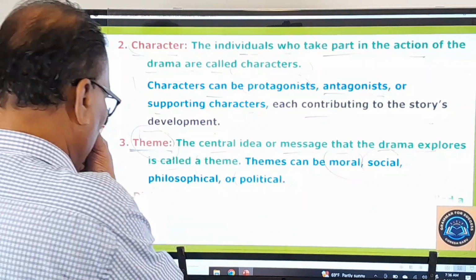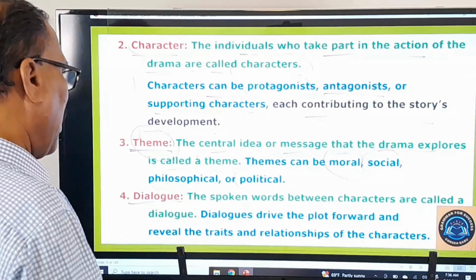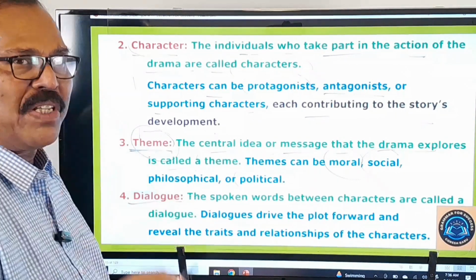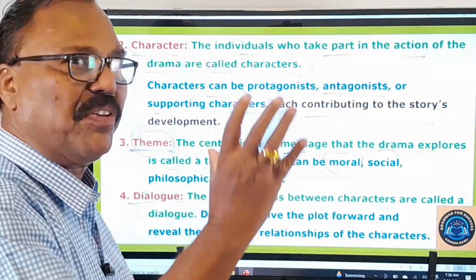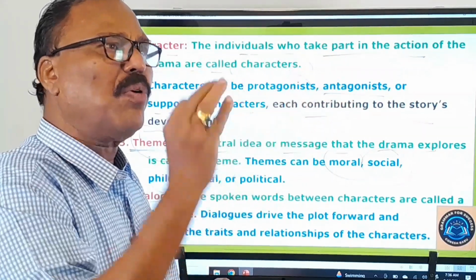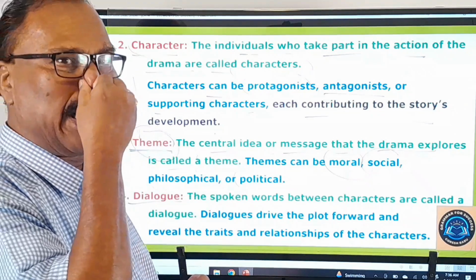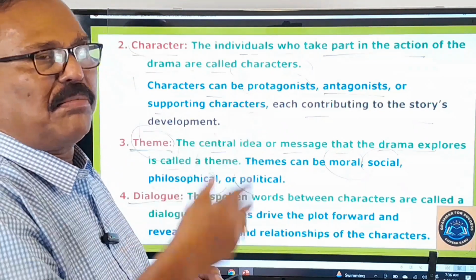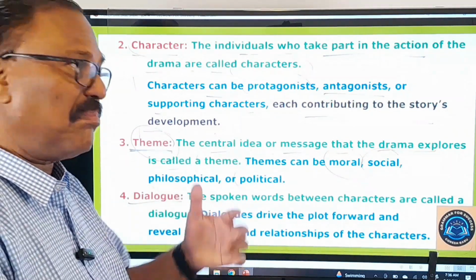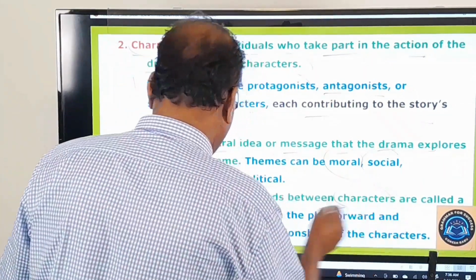And here dialogue is there. This is the fourth element of the drama. Dialogues are very important. In some movies, dialogues will be very wonderful, and people watch that movie so many times only for the dialogues' sake. Some movies are like that in our Telugu field or Hindi field. So here the spoken words between characters is called a dialogue.